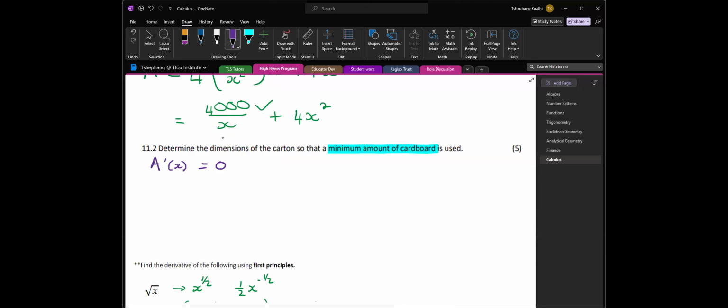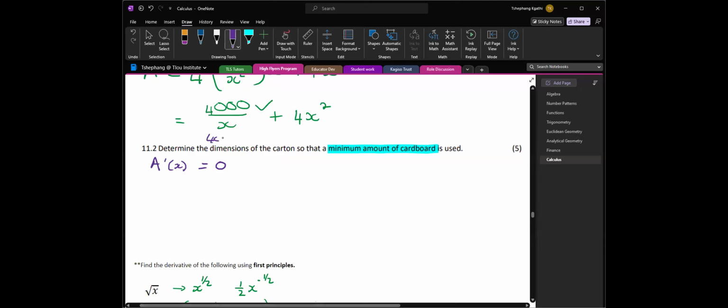Now, let's differentiate that. It's in the form 4,000 x to the minus 1. That one is perfect. So 0 is equal to minus 4,000 x squared minus 2 8, plus 8x. Then 4,000 over x squared must be equal to 8x.